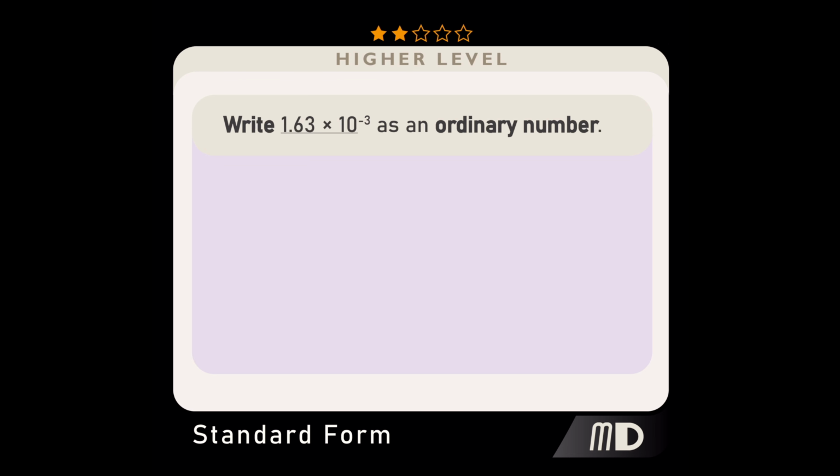This is question 4 from the 2022 GCSE Mathematics Higher Tier exam and tests our understanding of standard form.